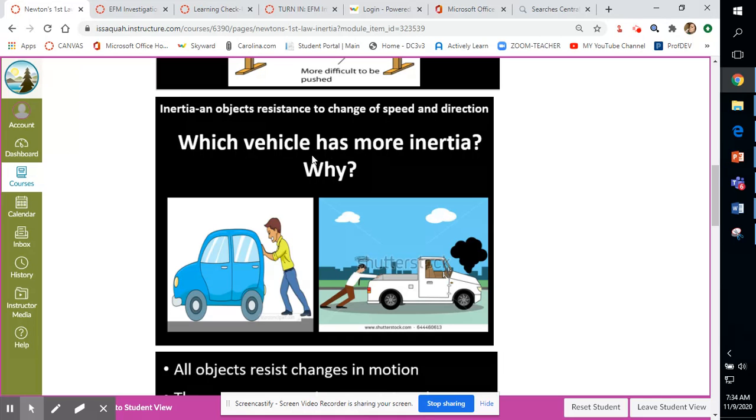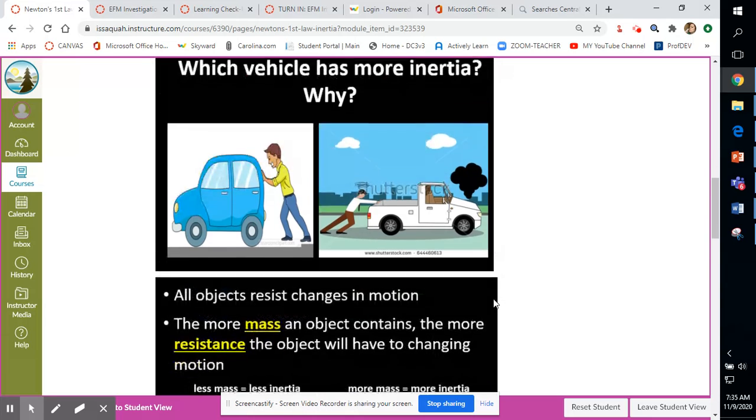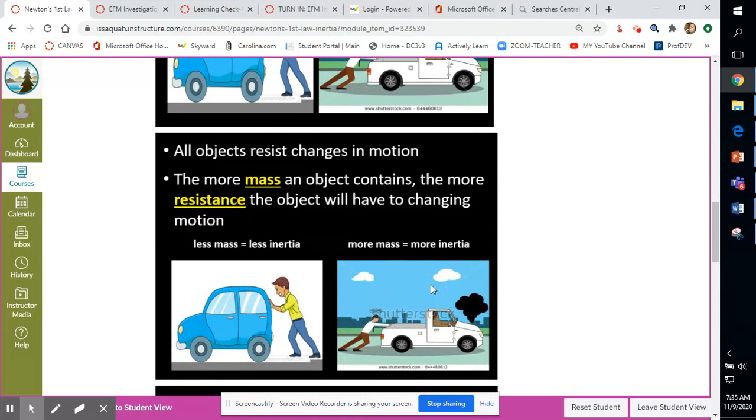Which vehicle has more inertia and why? We have this little vehicle, we have this large vehicle. Which one would have the greater inertia? Obviously, it would be the car or the vehicle with more mass, because the more mass an object contains, the more resistance the object will have to changing motion.